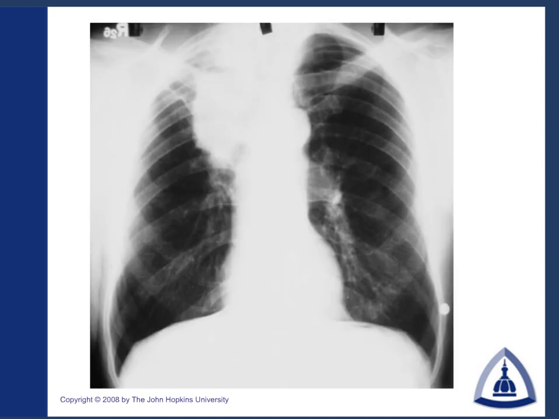Again, we see a right upper lobe process. This is what's called the reverse S sign. Okay, see this backward S? That's the minor fissure being pulled up because of atelectasis and collapse, and this large lesion in the right upper lobe here, which again was squamous cell carcinoma.